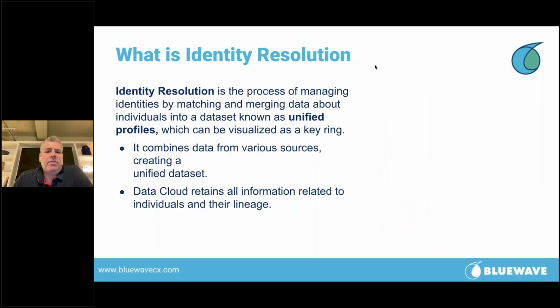Just to touch on what identity resolution is, it's a process of managing identities by matching emerging data about individuals into a data set known as unified profiles, which can be visualized as the key ring we looked at earlier. It combines data from those various sources, creating that unified data set. And it's important to say, keeping the key ring in mind, it retains all information related to individuals and their lineage. So as it comes in and you're mapping, it doesn't mean that you're losing that data. It just means that we're unifying it around a single individual.